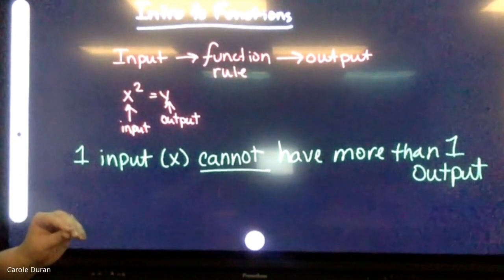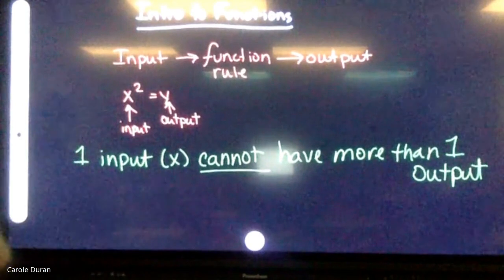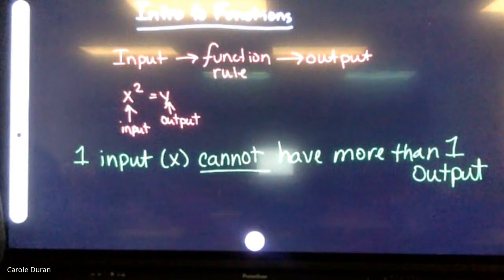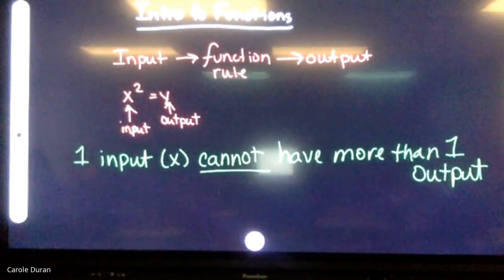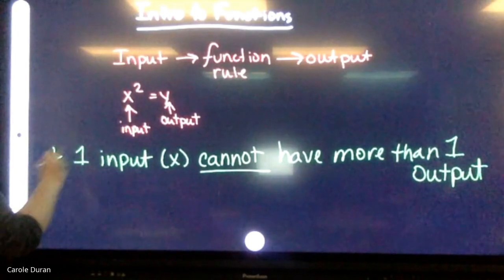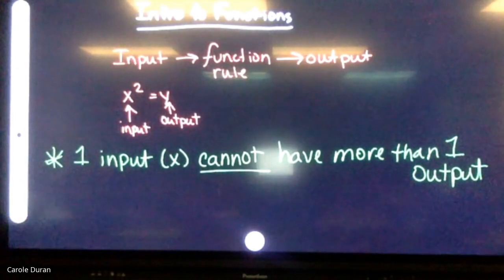So what we're going to do is look at some tables of values and use those values to determine whether the relation is a function or not. This is something you should definitely have written down in your notes because it is a wonderful test question.